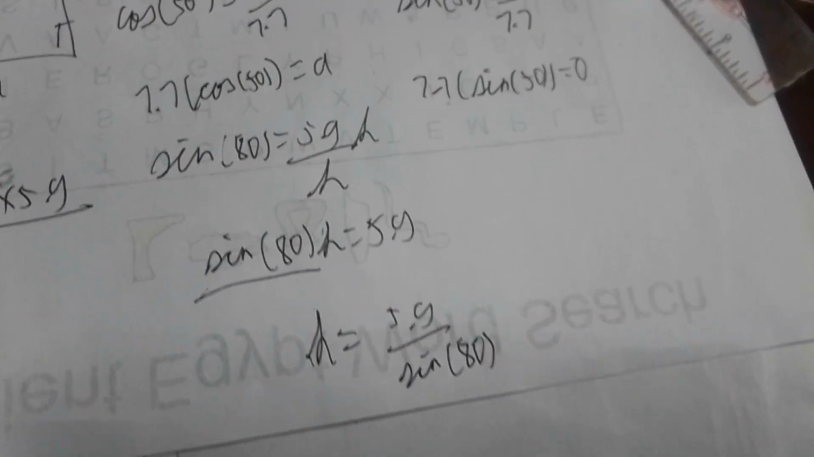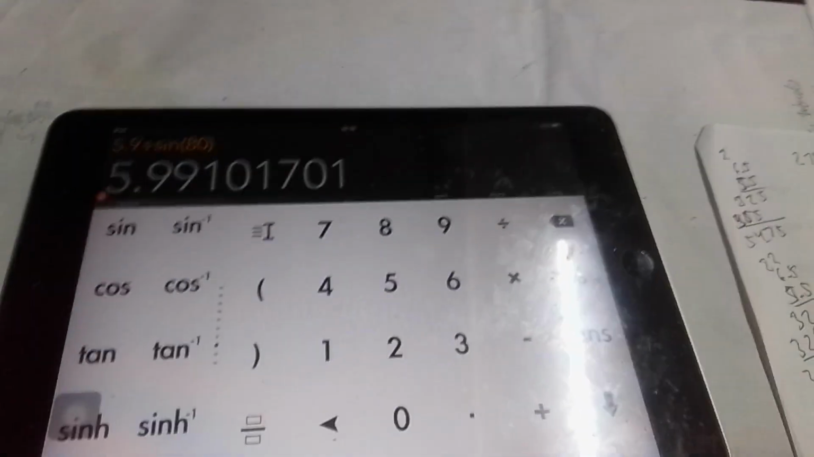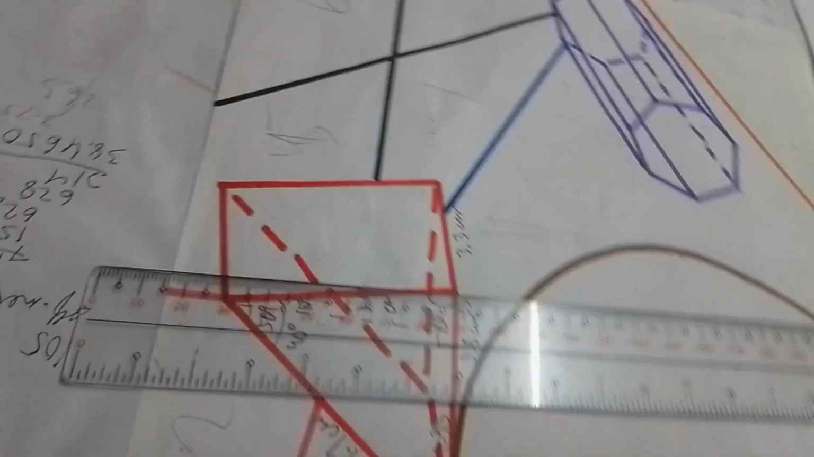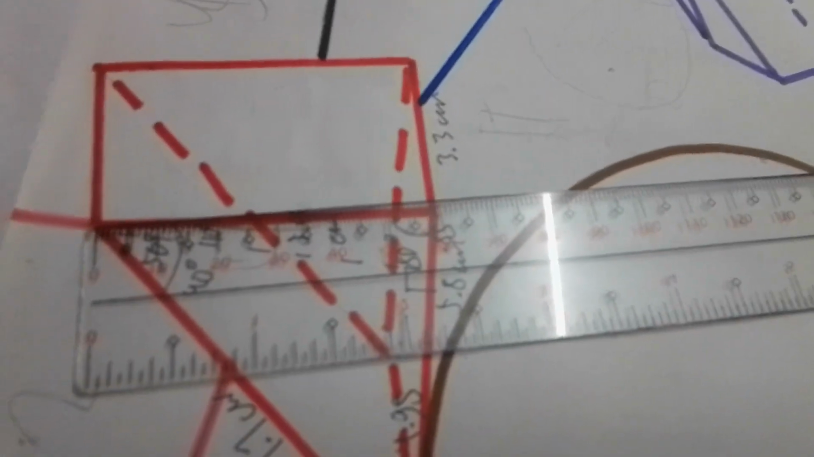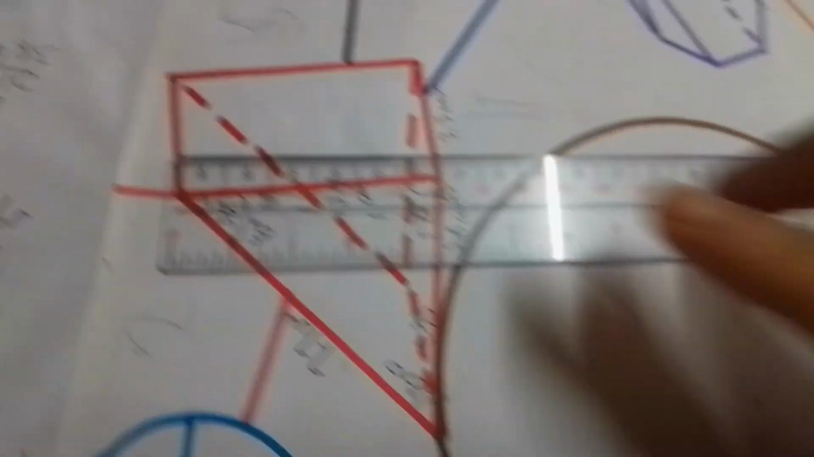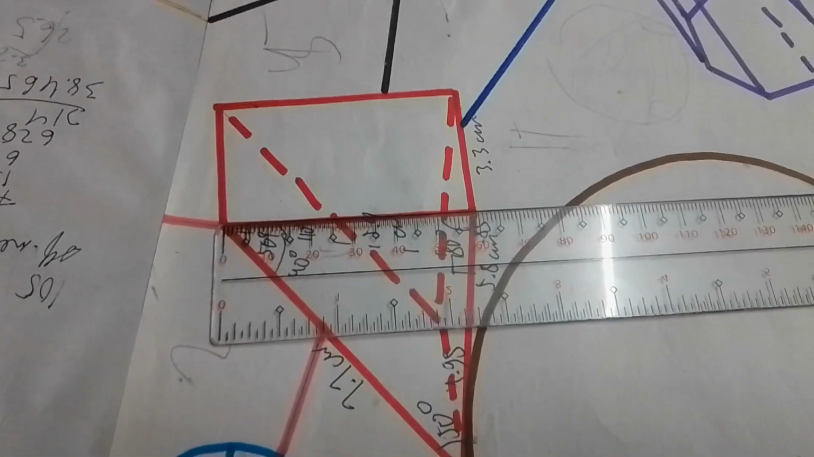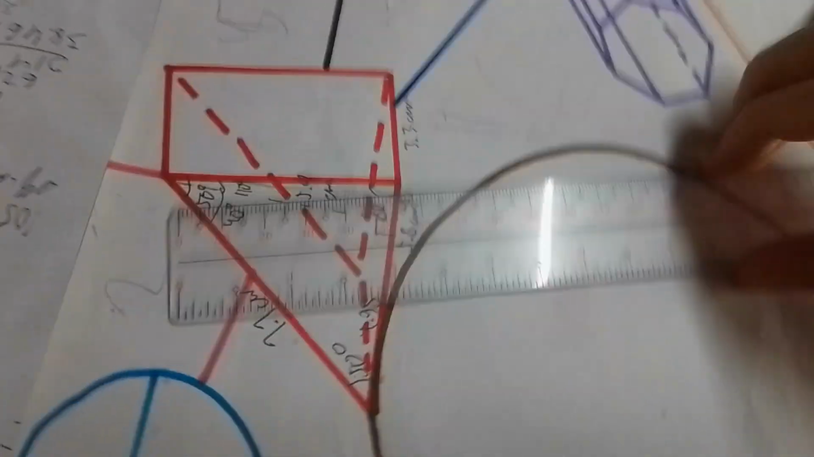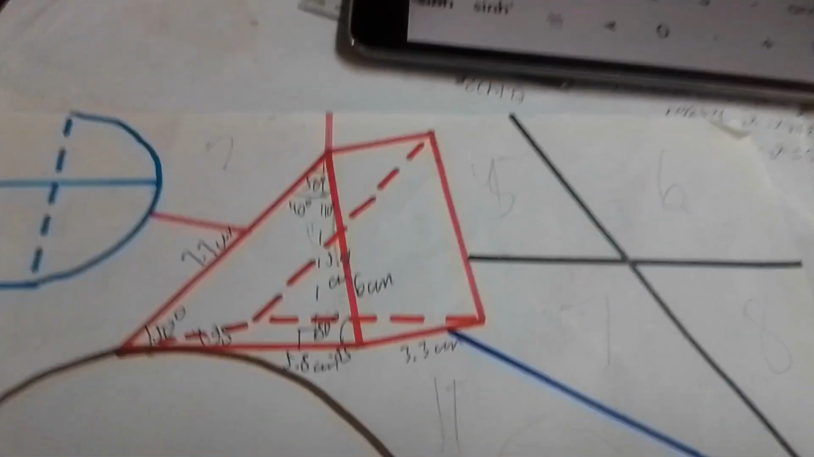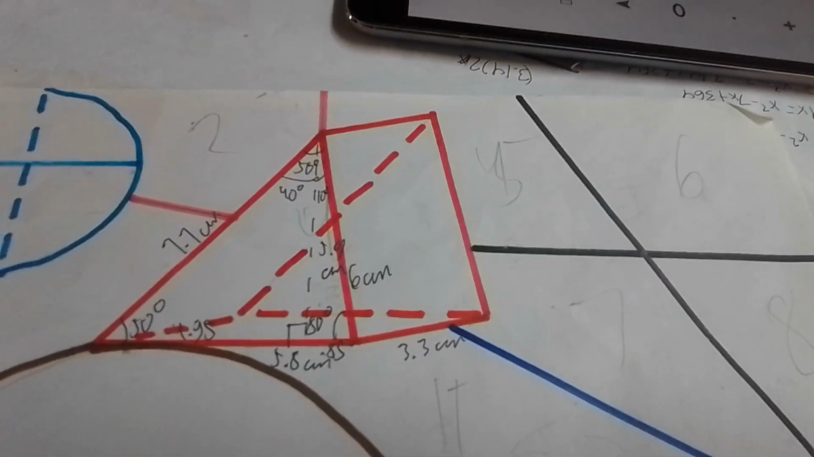Plug this into our calculator. It would go like this: 5.9 divided by the sine of 80 degrees. What did we get? 5.99, which is somewhat 6. Tama ba? Let's double check with the ruler. Yan, tama, malapit na. It's 6. Although it may not get the accurate measure, okay lang yan. So that is 6. Now we already got the measure for each.